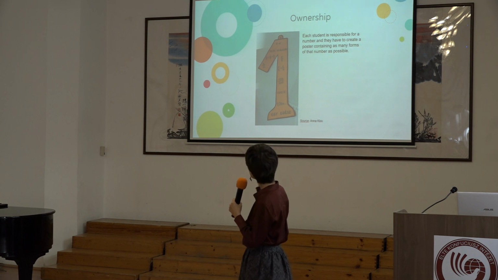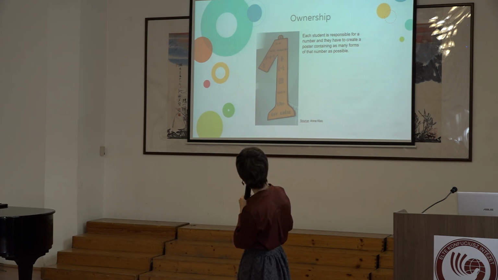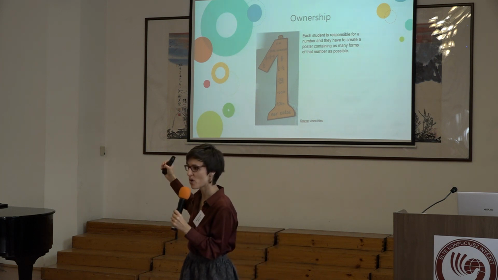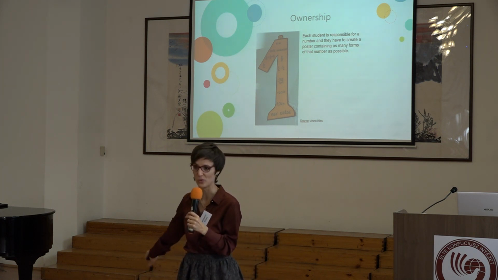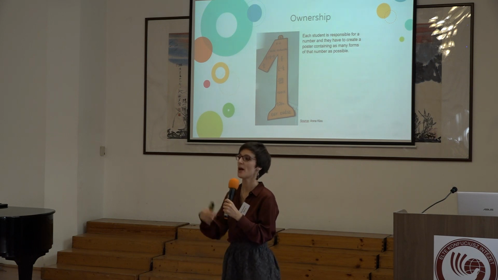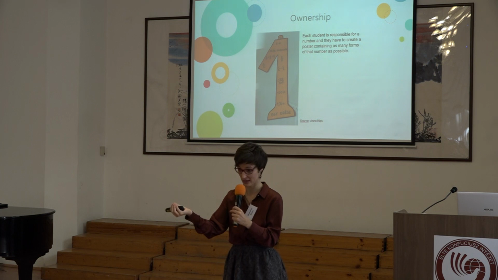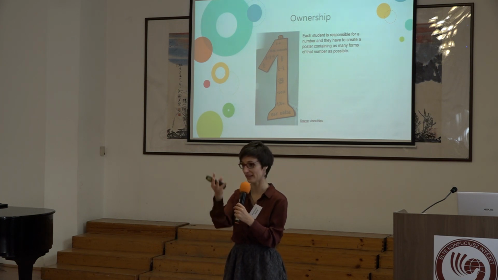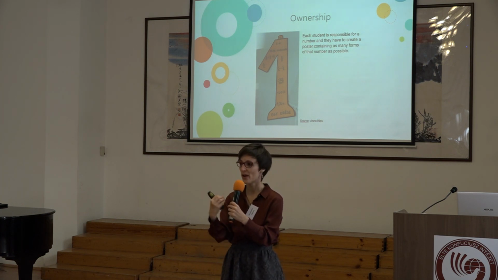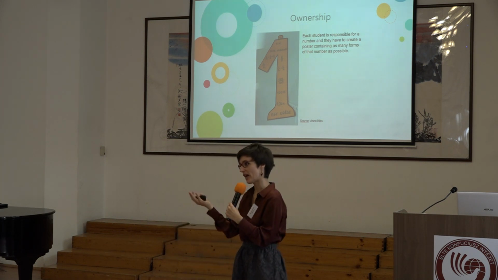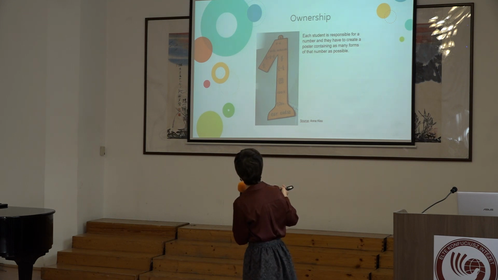Ownership. For example, in this one, each student is responsible for a number and they have to create a poster containing as many forms of that number as possible. So this is number 1 in Hungarian. This is a primary school example from one of my colleagues. But you can think of this as, I am the owner of something, okay? I am responsible for that. I show off that. I have a much closer connection to that thing than if I just have to do it in any other way.